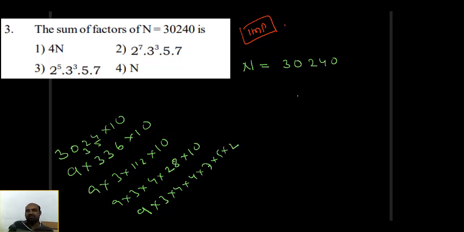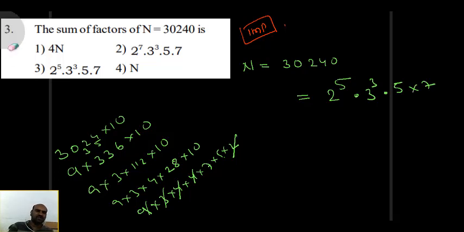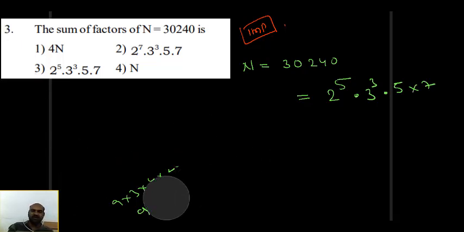Now what I can write, this one is nothing but 2 to the power 4 into 5, into 3 cube, 5 into 7. This is the prime factorization of the given number.